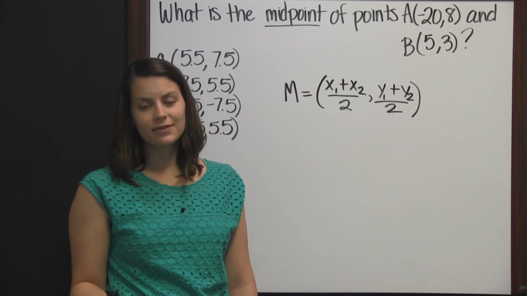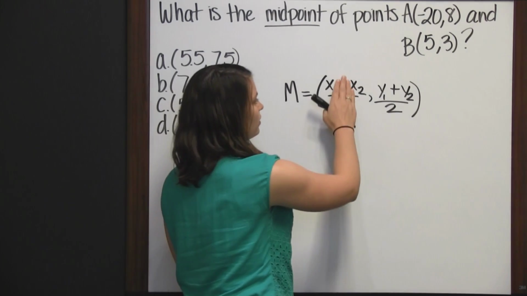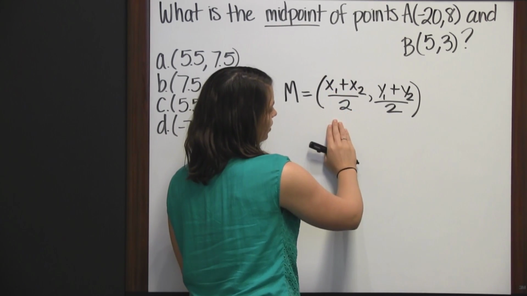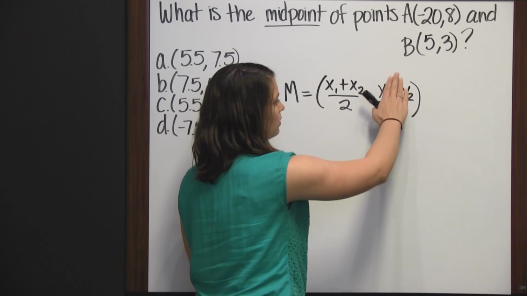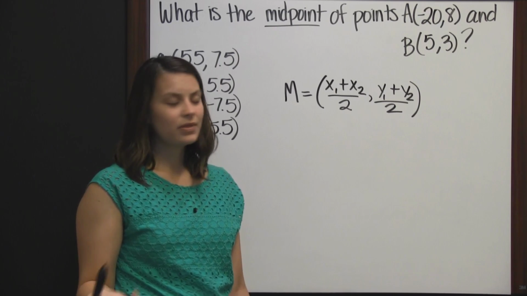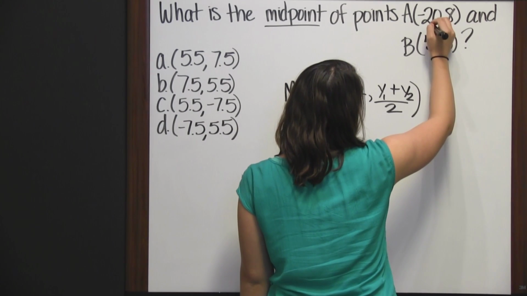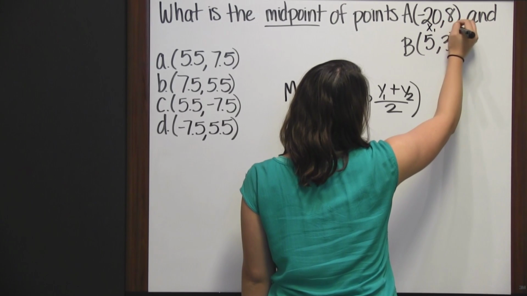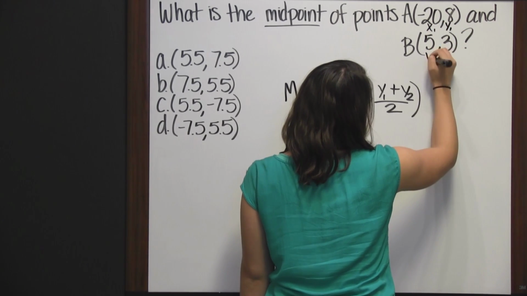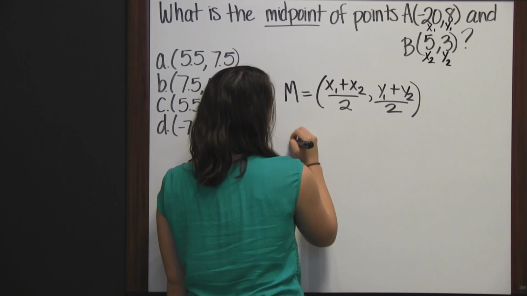So it makes sense that if you're trying to find the midpoint, you would find the middle of your x coordinates and then also the middle of your y coordinates. And then you'll end up with a midpoint. So now I'm going to label my ordered pairs x1, y1, and x2, y2, so that now I can substitute.